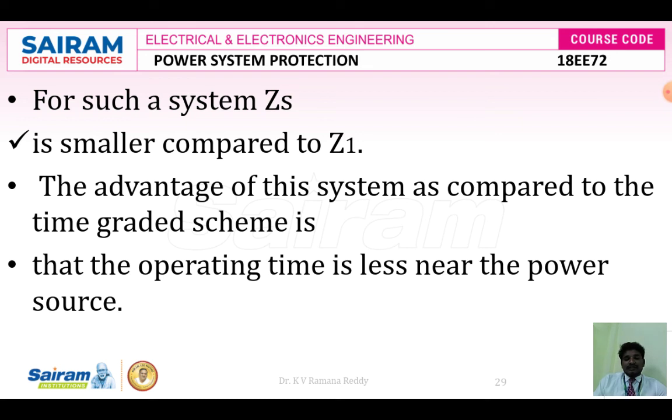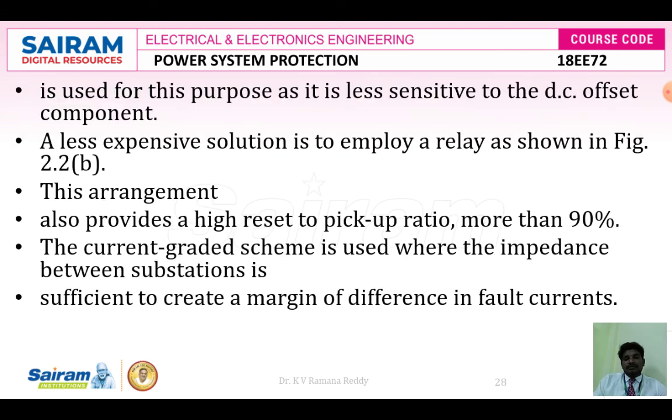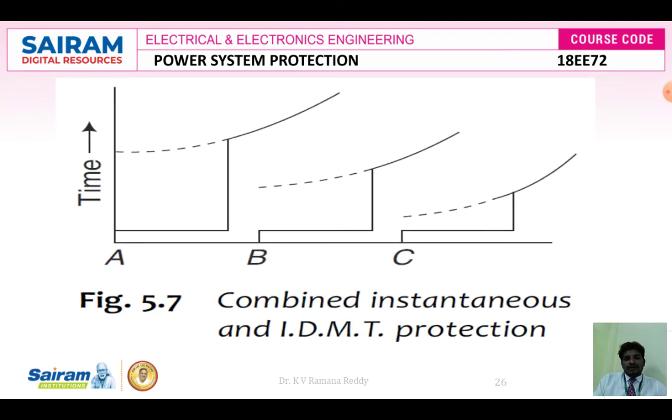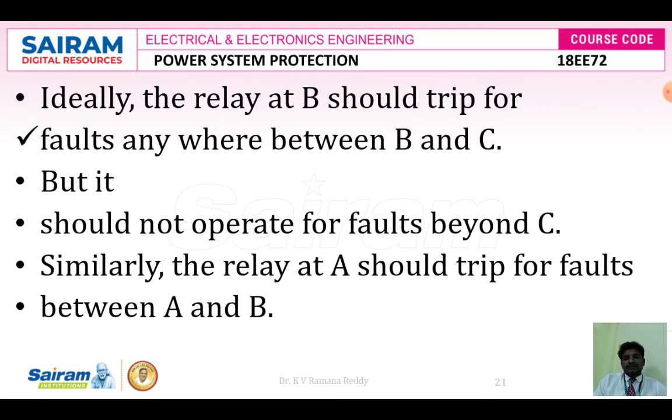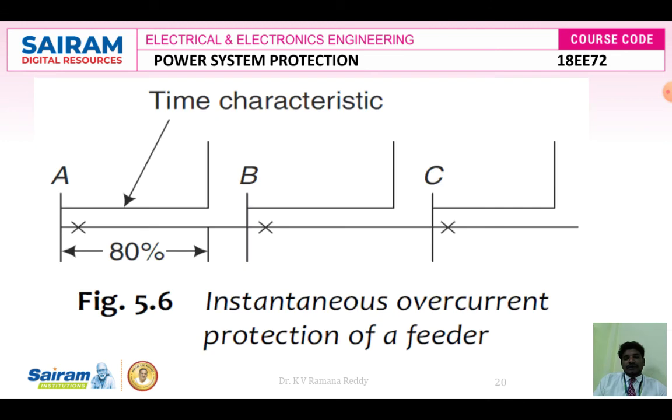Instead of time characteristics, current characteristics individually give the solution as to whether the fault lies beyond section C, between B and C, or between A and B. By this, the combined instantaneous and IDMT protection gives better controllability, and it deals with the high amount of current. In most cases, around 80% of the faults are cleared when the fault comes in the section A to B.